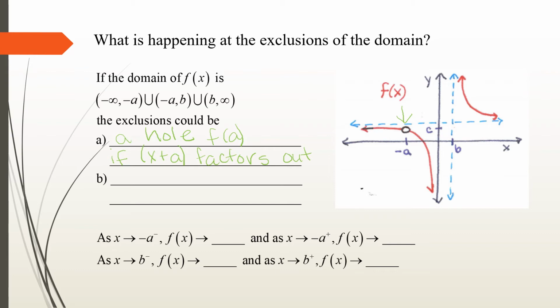Now, the other thing that could happen is that we could have a vertical asymptote, which we do at b. So at this one we have a vertical asymptote at x equals b. And that is if x minus b remains after simplifying, in the denominator, that is.